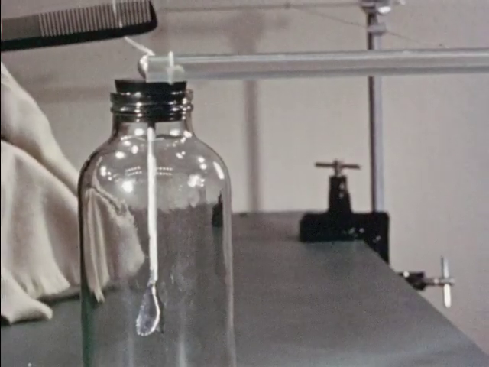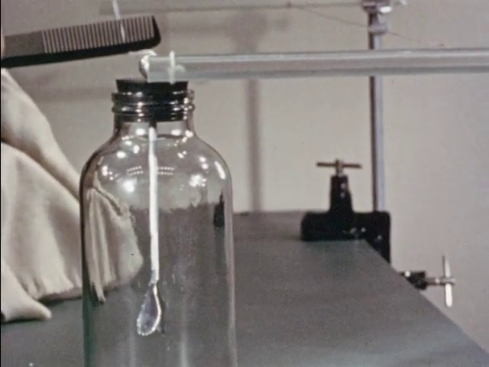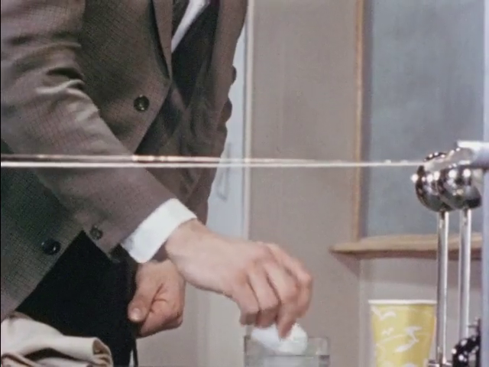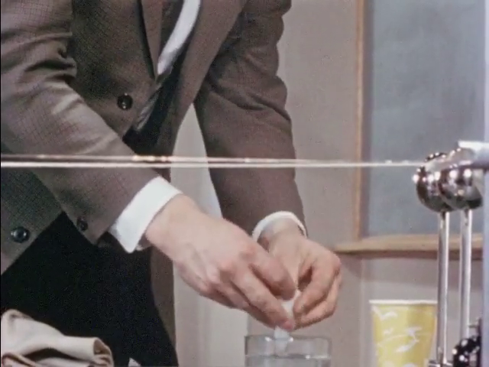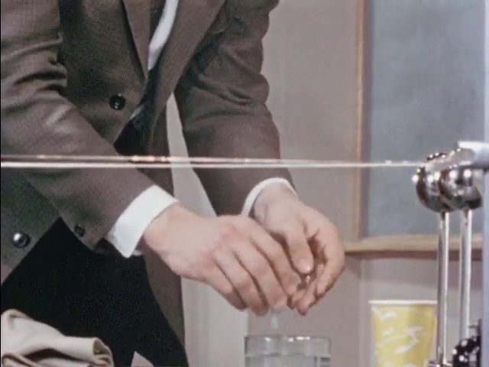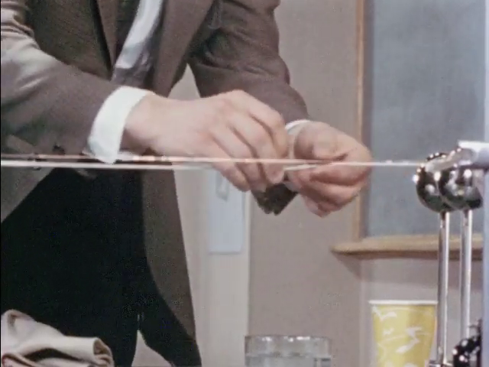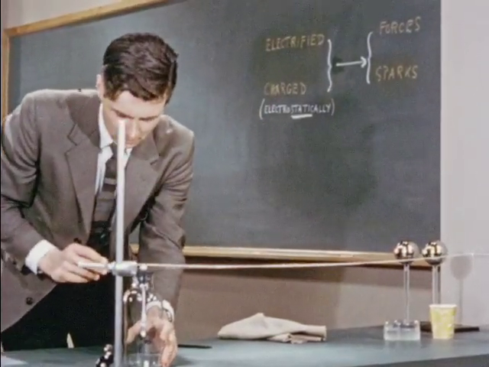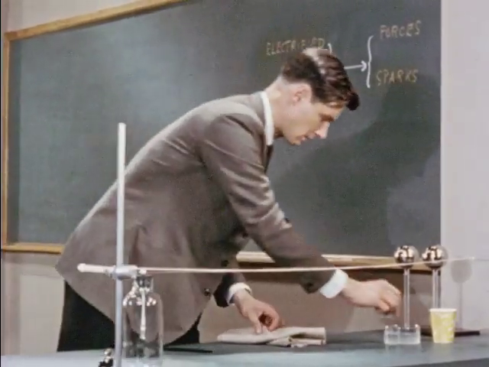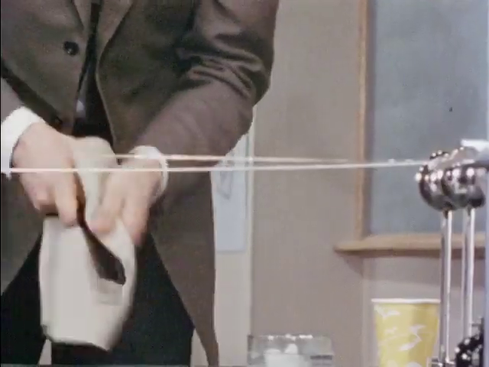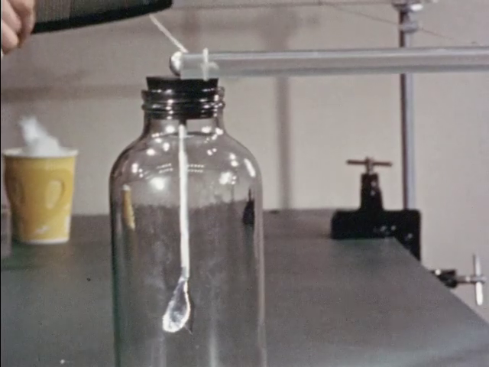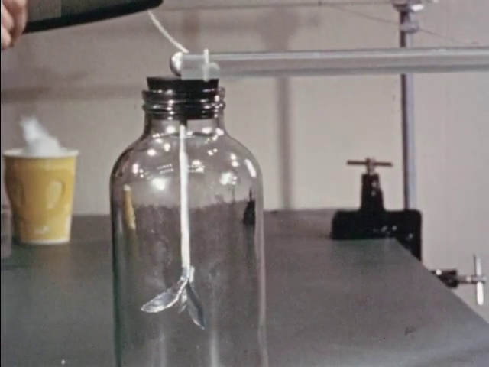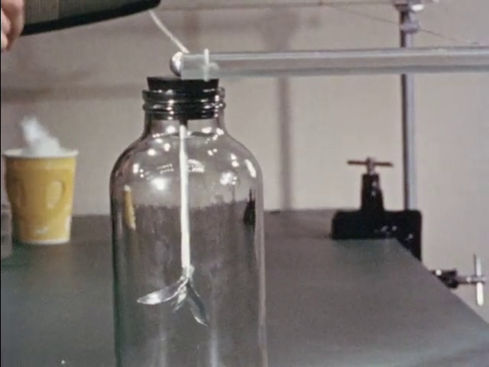And this time, we get no repulsion. Now, suppose we wet the string. This, by the way, is why electrostatic experiments work better in dry weather. Now, we get a slow repulsion, because water helps to move charges about.